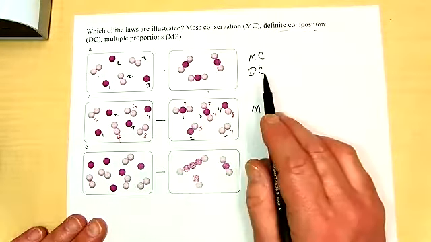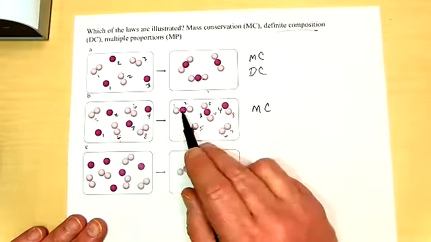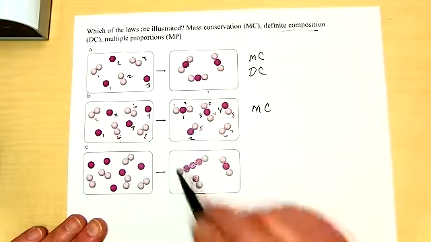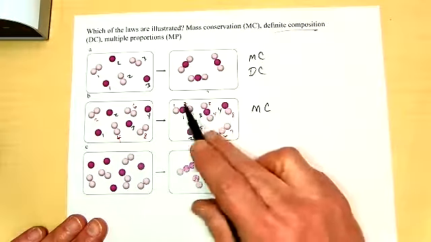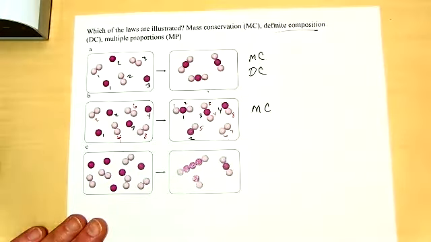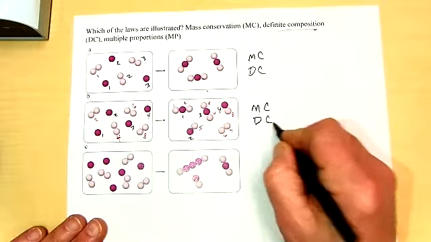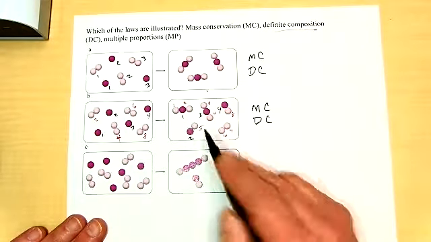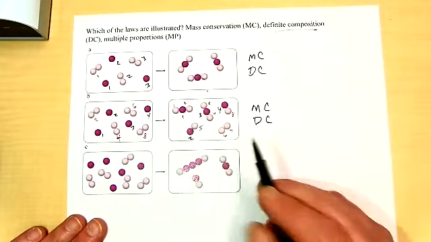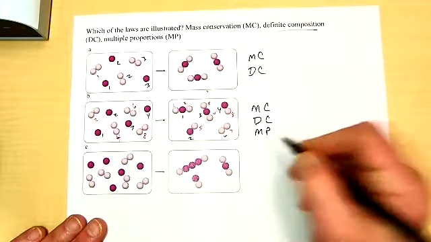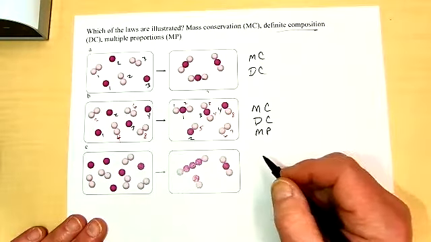We can say that the definite composition is also here because we have 2 of these to 1 of these, and we also have 1 to 1. So we have these 2 different things, but they are always in whole numbers, which means we have definite composition. Because we have 2 different forms of these compounds, we can also say that we have multiple proportions. So all 3 laws have been demonstrated here.